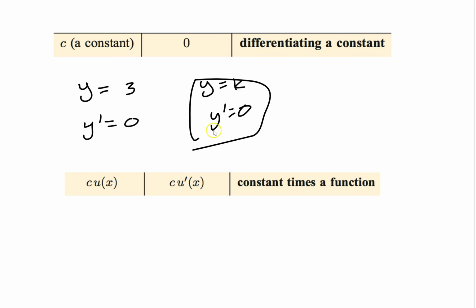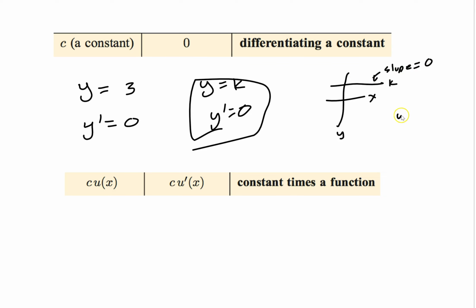There are lots of ways to see why this is true. One way, if you just look at the graph, y equals k. That's my x, my y. I know, such a pretty graph. Let's say it's k or 2, right? Remember, it's a horizontal line, and the slope of a horizontal line is 0. So that's one reason why it's true.